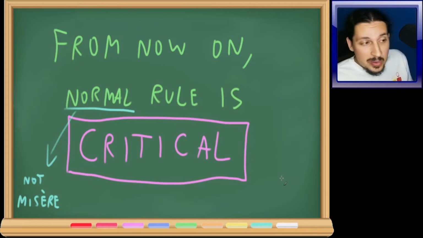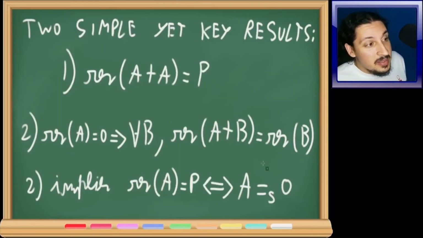From now on, almost in each and every result that I will be doing, it will be absolutely critical that we use the normal rule. Everything that I say from now on will fail miserably for the Miser version. So I leave it to you as a task to check the ideas later, and see in which part the proofs fail if we don't use the normal rule. But basically everything will start failing right now. So okay, next we have two simple yet absolutely key results. These results will make all the difference basically.